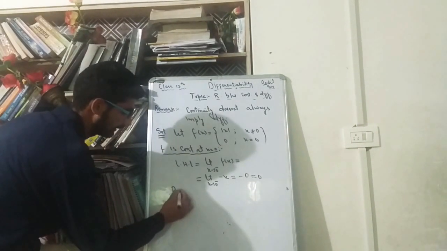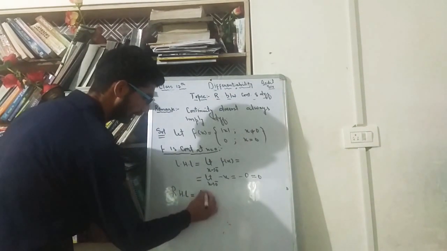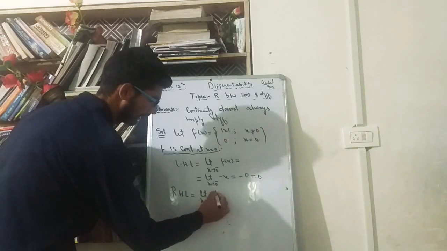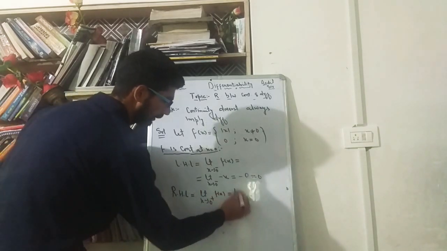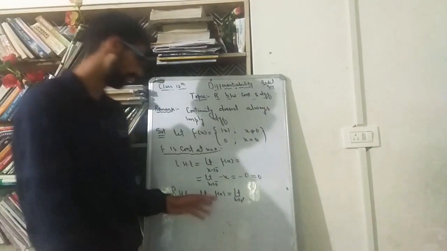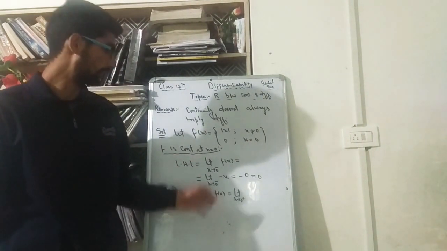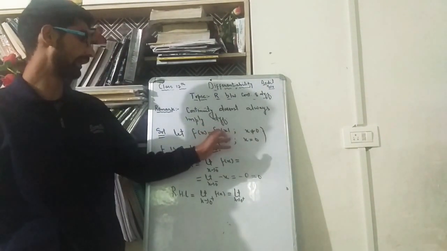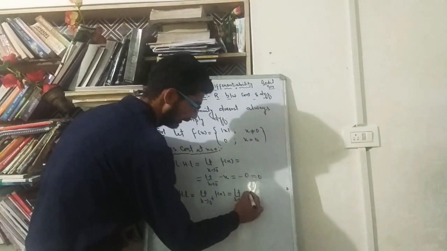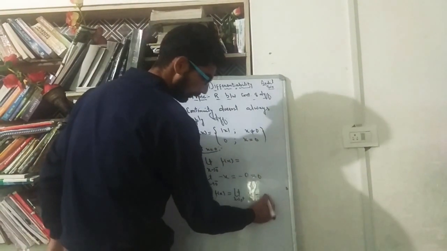Similarly, RHL, that is the right hand limit, is equal to limit x tends to 0 positive of f of x. What is the value of f of x when x is approaching 0 but the values of x are greater than 0? When the values of x are greater than 0, we know that modulus of x is equal to positive x. So it will come out as x, and we can give the direct value, that is 0.